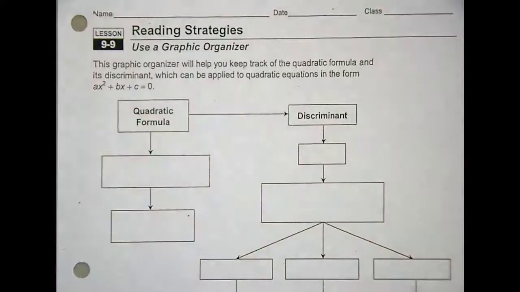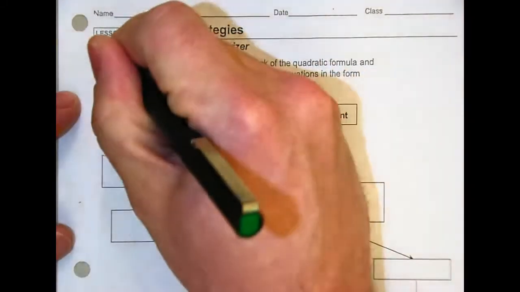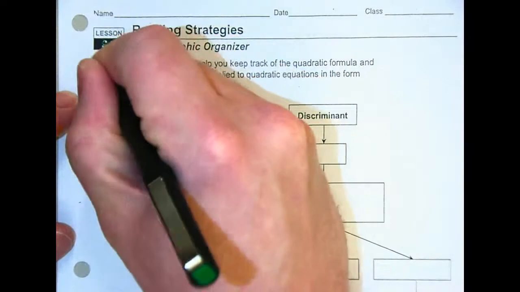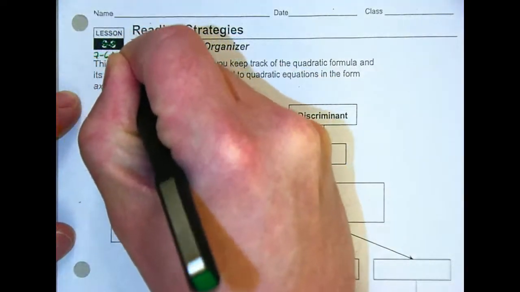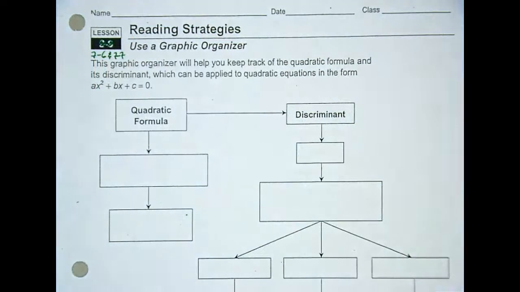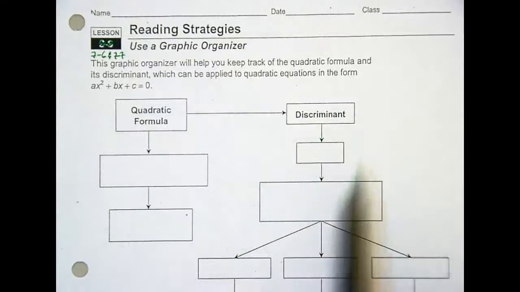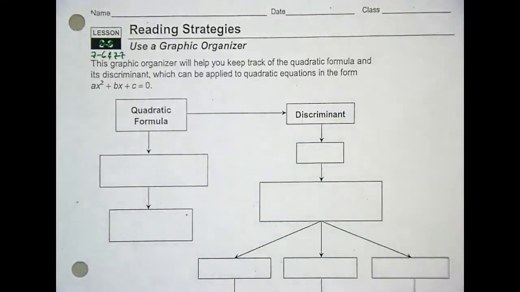Now this section up here, it says Reading Strategies 9-9. I took part of this out of another book, so this is really us dealing with 7-6 and 7-7. So if you want to add that there, that would be fine. Okay, so the graphic organizer, we're talking about the quadratic formula and the discriminant. Okay, and we've referenced these before.